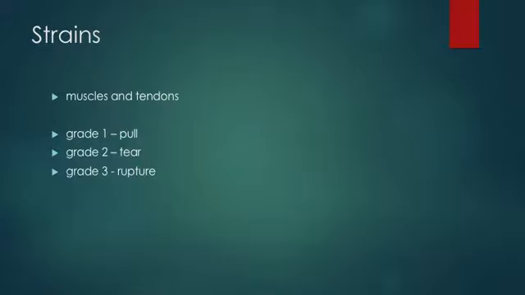Strains are another type of common injury, and these have a similar grading system to the sprains that we just looked at. However, there are some minor differences. A grade 1 strain is also known as a pull, and this is a very common type of injury, especially in sports such as football and rugby.